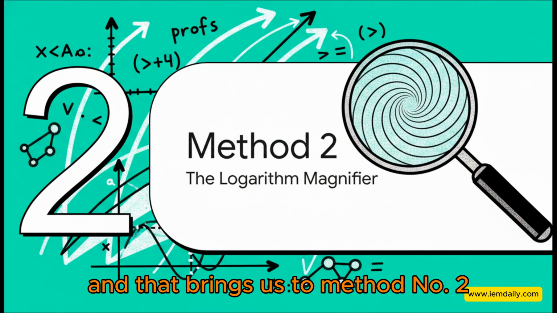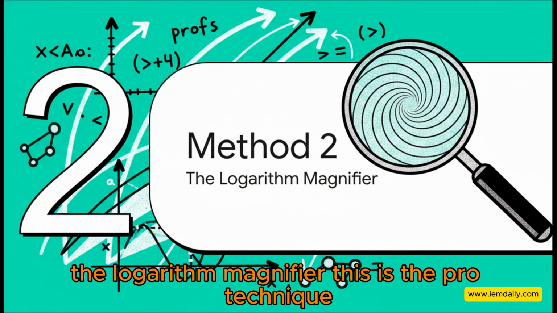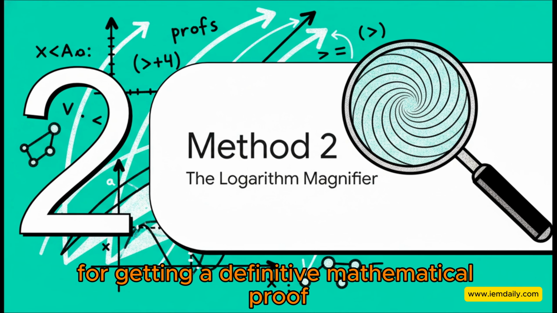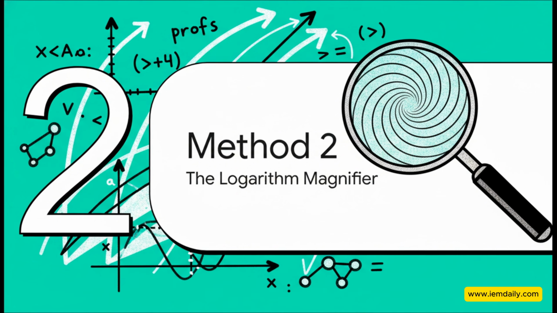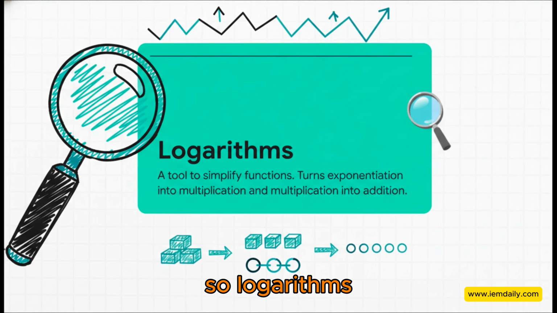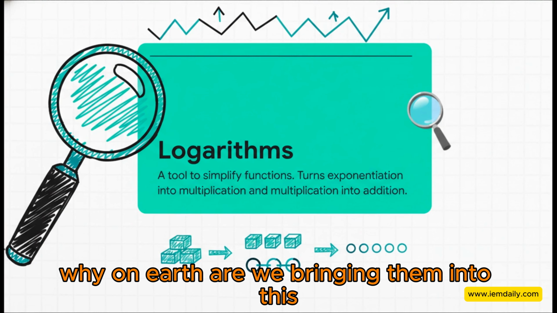And that brings us to method number 2, the logarithm magnifier. This is the pro technique, the master's approach for getting a definitive mathematical proof no matter how gnarly the functions look. So, logarithms. Why on earth are we bringing them into this?